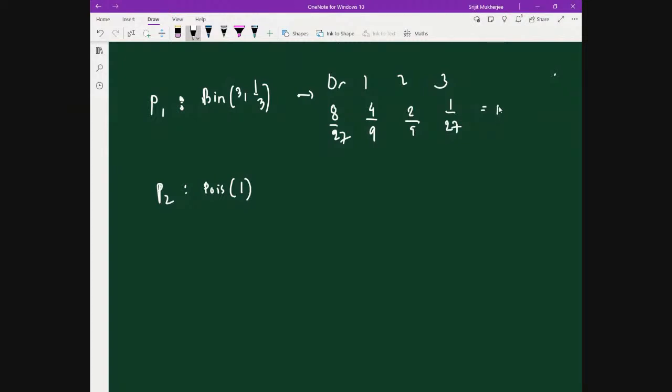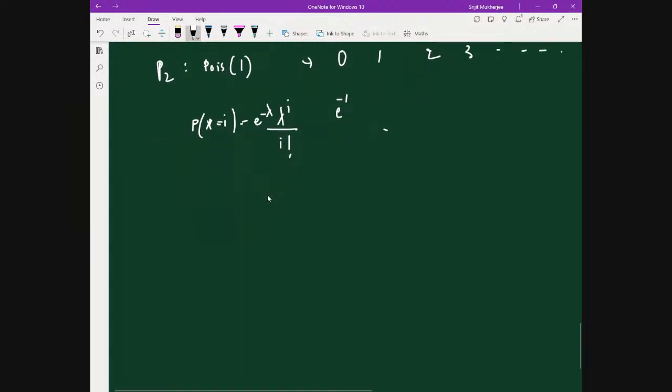Okay, so the sum is equal to 1. But see, Poisson is defined for 0, 1, 2, and so on. This is how it's defined: probability X equal to i is e to the power minus lambda, lambda to the power i by i factorial. It's a discrete distribution function. Let's do it: e to the power minus lambda, lambda to the power i by i factorial.